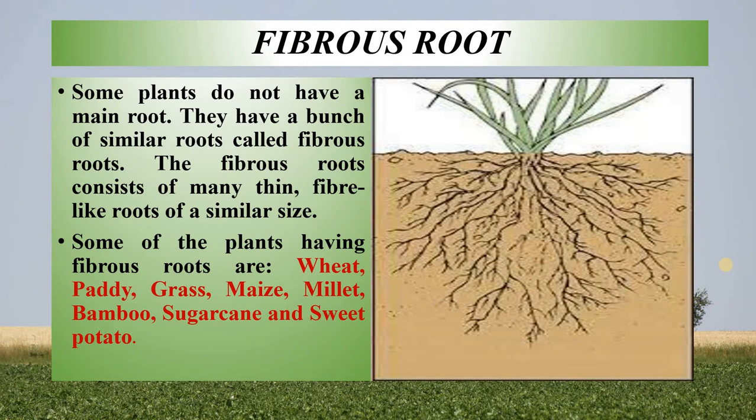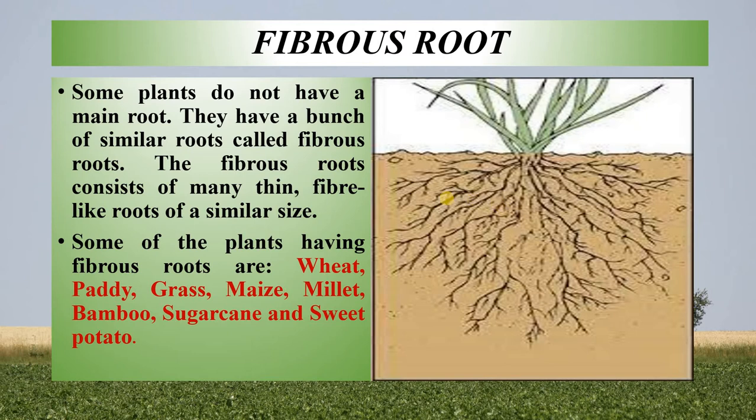Then comes fibrous root. Some plants do not have a main root. They have a bunch of similar roots which are called fibrous roots. Here in this picture, can you see the straight tapering root or the main root? No. From here it is branching in all directions. Secondary roots and tertiary roots are present, but there is no straight tapering root. So this type of root system is known as fibrous root.